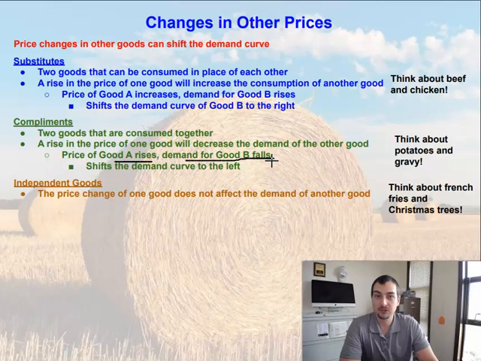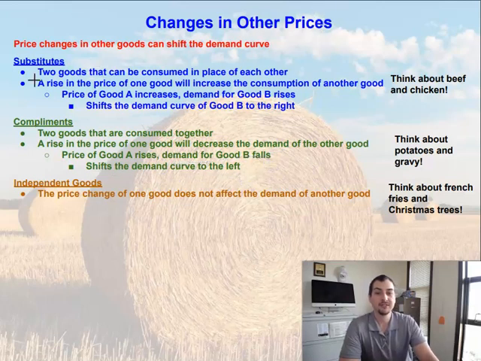If you think about syrup and pancakes, because those two go together really well, if the price of pancakes goes up, you don't consume as much syrup. The demand for syrup goes down. If the price of syrup goes up, the demand for pancakes goes down. Because eating a dry pancake without any syrup, that's not as good as eating it with syrup. So, if the price of good A rises, the demand for good B falls. This will shift the demand curve to the left.